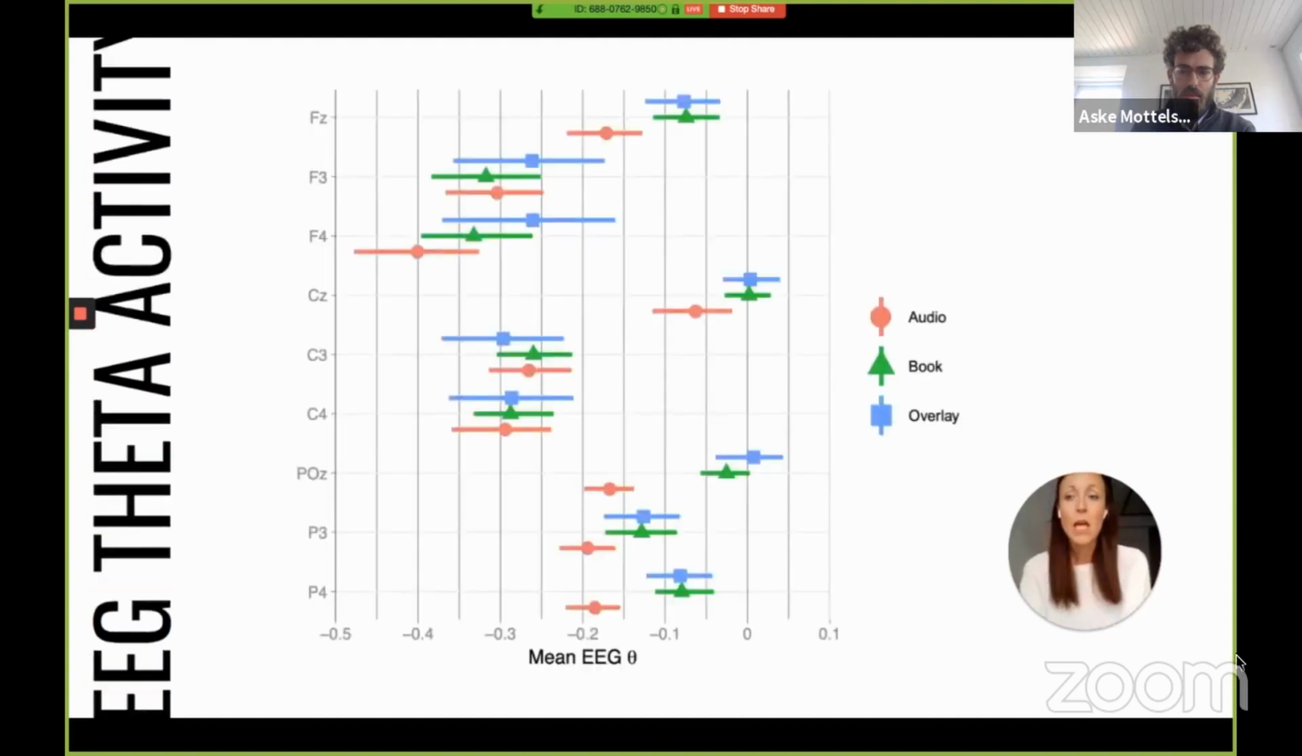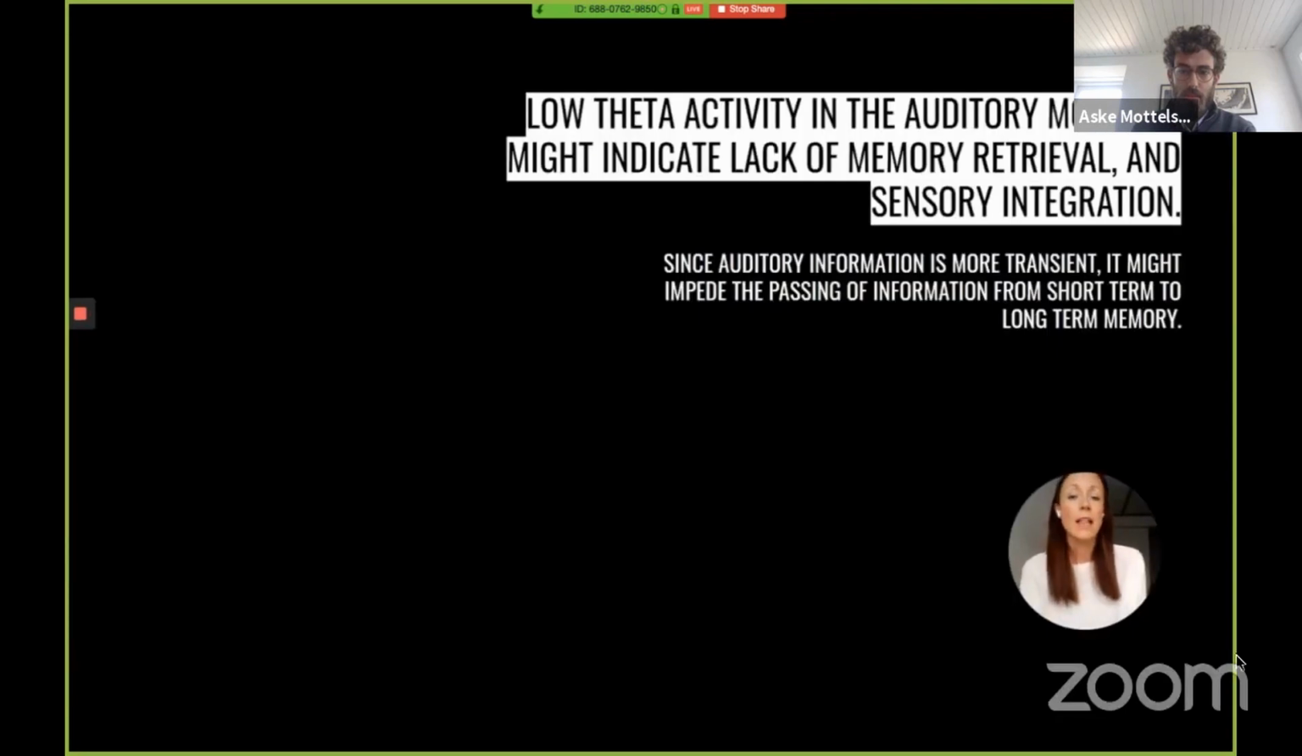Theta activity was lowest in the audio condition, and low theta activity in the auditory modality might indicate lack of memory retrieval and sensory integration. And since we know that auditory information is more transient, this might suggest that there is an impediment of passing of information from short-term memory to long-term memory.